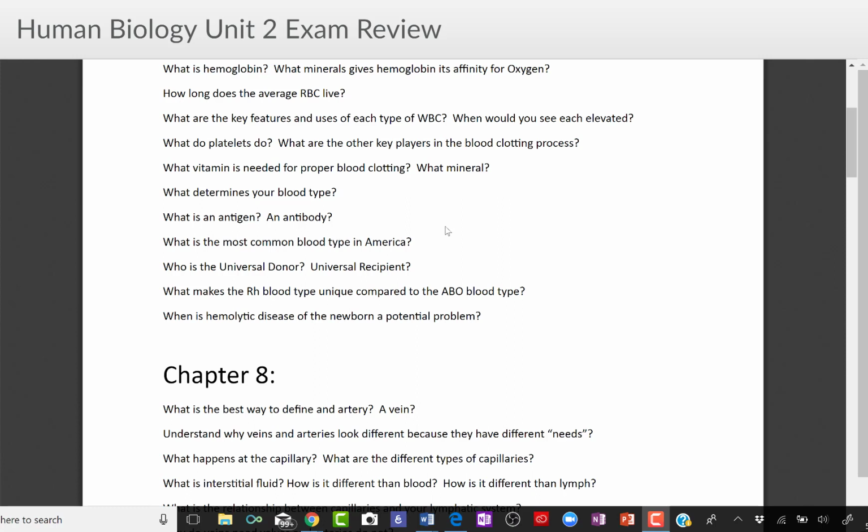We'll cover them a lot more in Chapter 9. There are different subtypes of lymphocytes, but for now, just know they're elevated during viral infections.